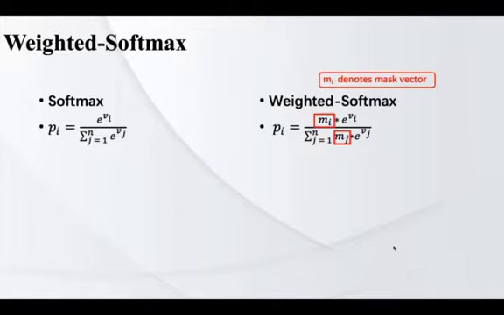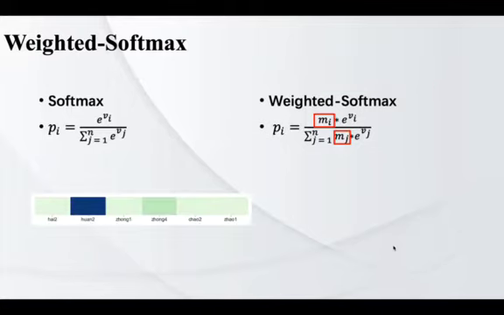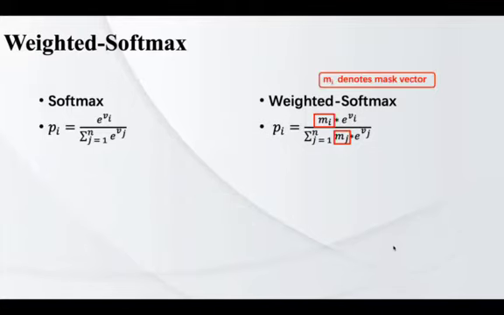On the right side, the M_i denotes the mask vector of the input characters. Each pronunciation would be multiplied by a Boolean value to decide whether the pronunciation is masked or not. In this way, every input polyphonic character would only predict the pinyin inside of its candidate range.